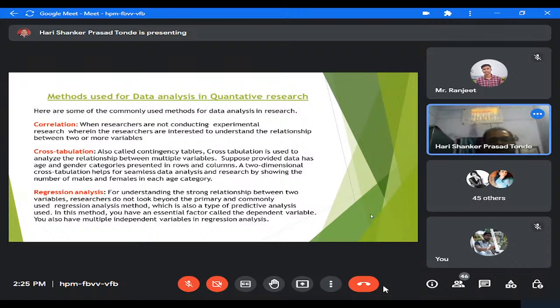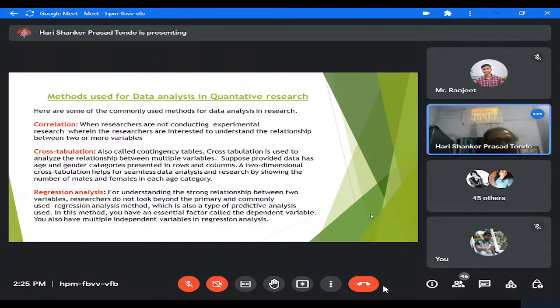Cross tabulation, also called contingency tables. Cross tabulation is also known as contingency tables. It is used to analyze the relationship between multiple variables. Suppose provided data has age and gender categories presented in rows and columns, means when you have to make a particular graph regarding the gender and the age, definitely such type of cross tabulation data are very necessary for analyzing the data.